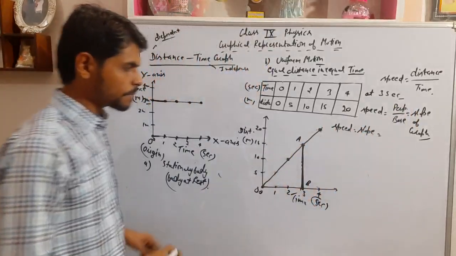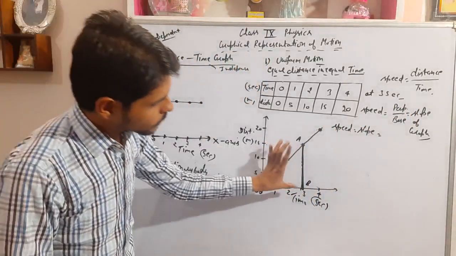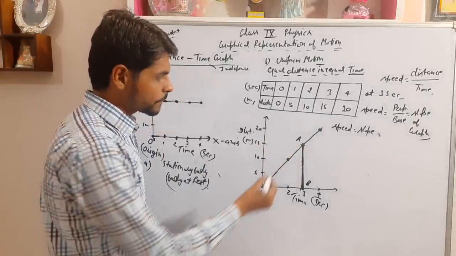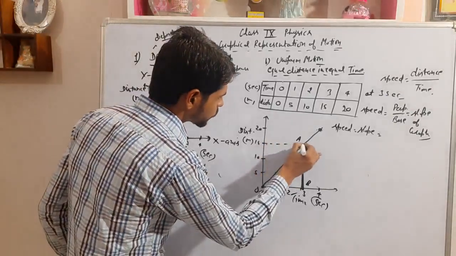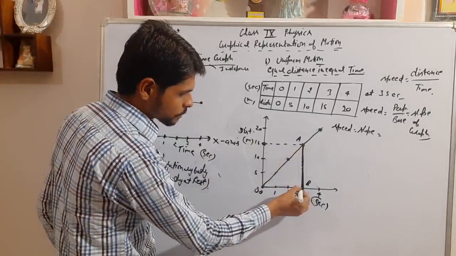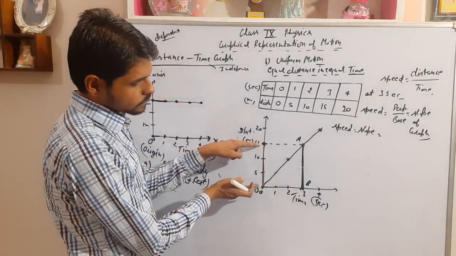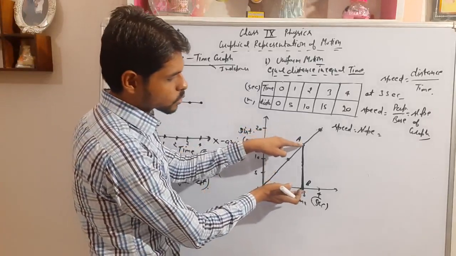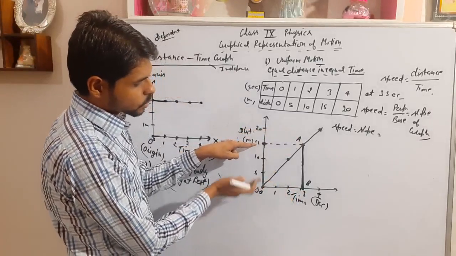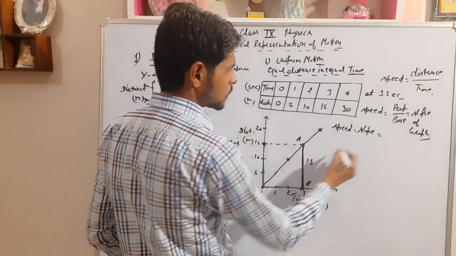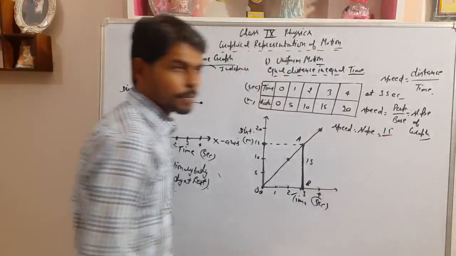What is the value of this perpendicular? Look at this. We want to calculate the value of this perpendicular now. This point A is in front of 15, so 15 is this. Point B is in front of 0. So the length of this is equal to this. So the AB length is from 0 to 15, that is 15 meters. That is 15 meters, the perpendicular.